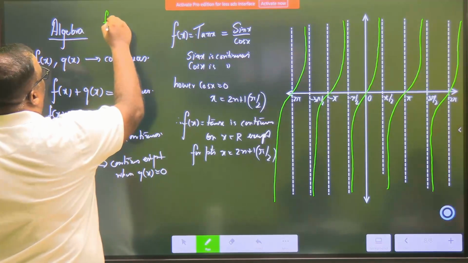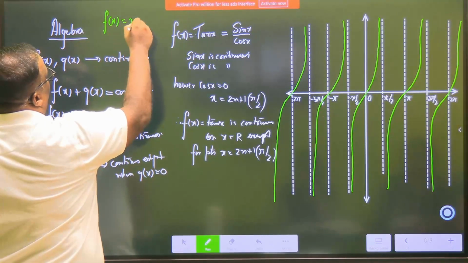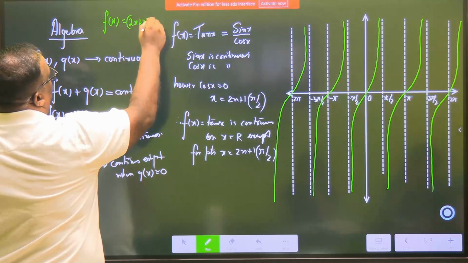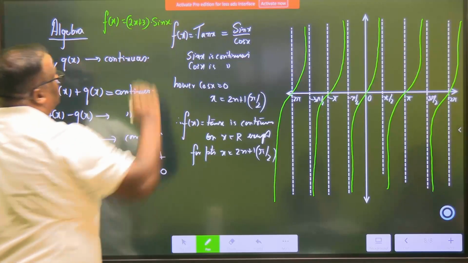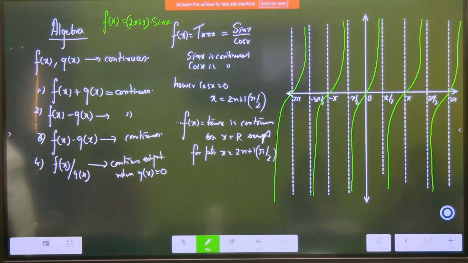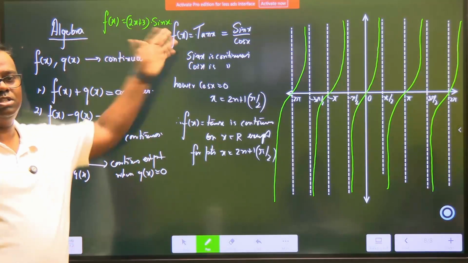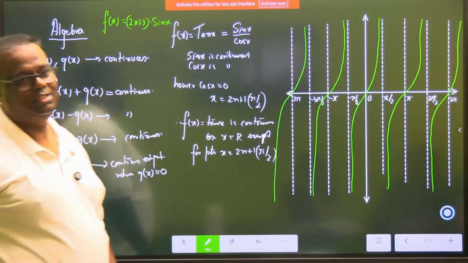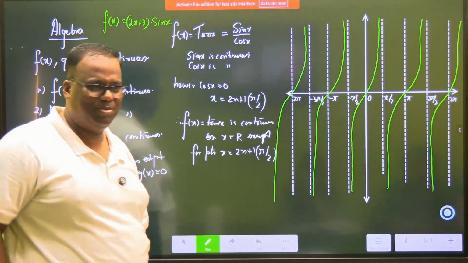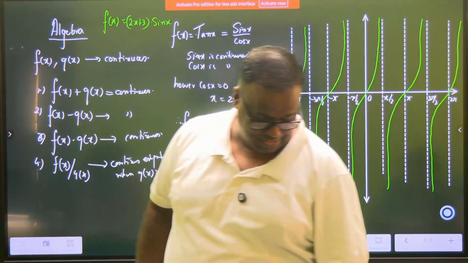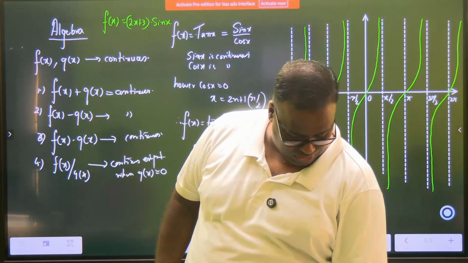Check the continuity of the function f(x) equal to (2x plus 3) into sine x. Tell me, is it continuous or not? Sine x is a continuous function. It's a continuous function. Now life is becoming easy, right? So that's it. We don't have anything more.